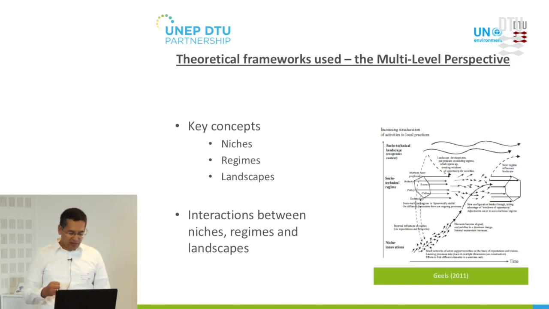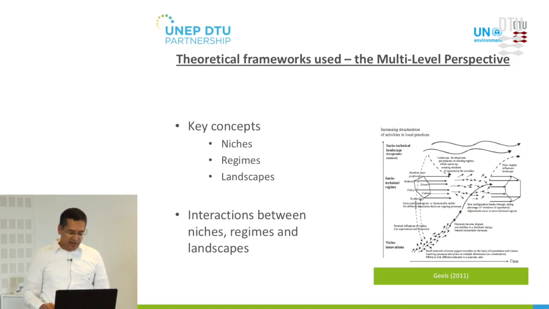Well, niches are basically protected spaces that allow for new socio-technical configurations and practices to emerge and transfer of technology to take place. Regimes are basically sources of stability that provide the dominant way in which societal functions are fulfilled. And due to a series of stabilizing mechanisms, regimes are characterized by path dependency, structural lock-in, and resistance to change. Landscapes are basically external factors influencing regimes and niches.